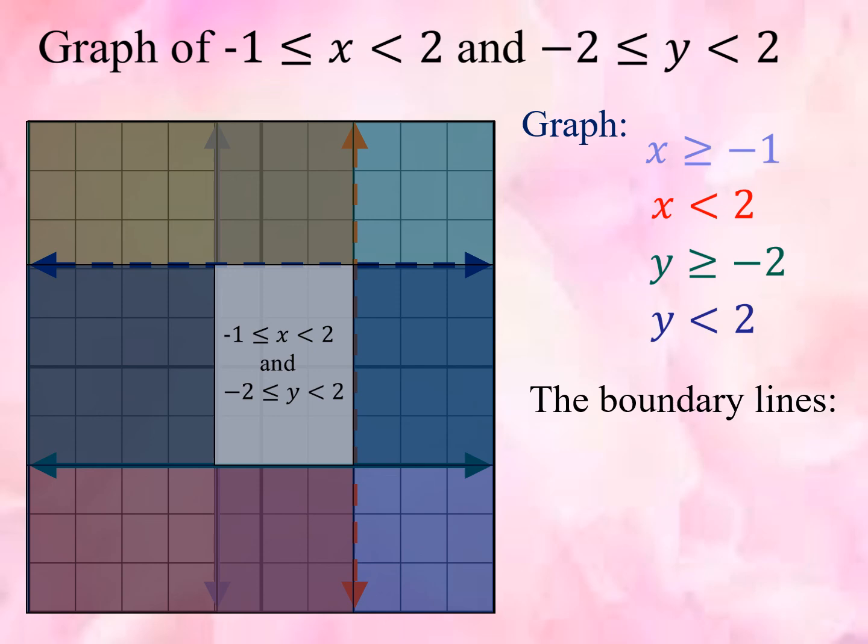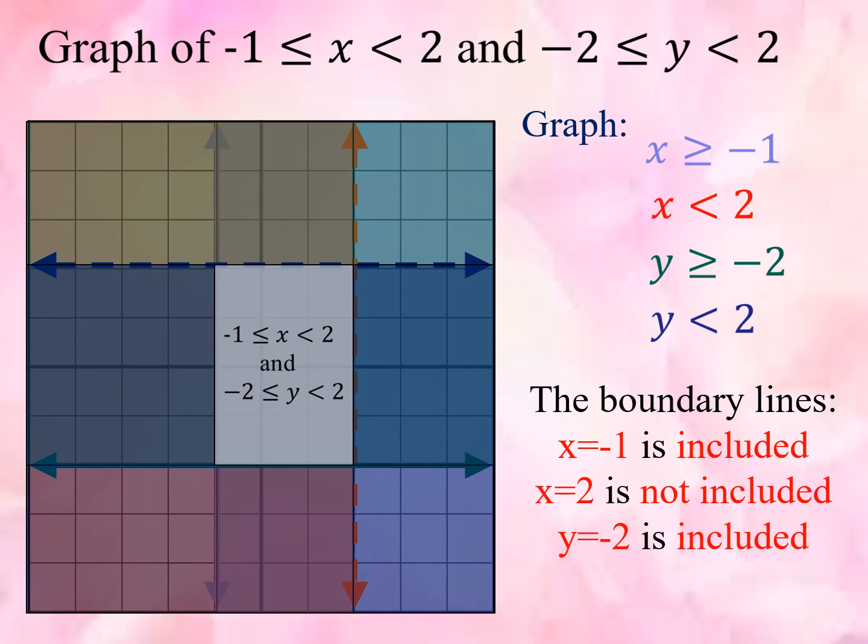So our boundary lines came from the original inequalities. Just change it to equal sign. So we have x equals -1 is included from x is greater than or equal to -1. So the equal to means it is included. Then x equals 2 is not included. It came from x is less than 2.